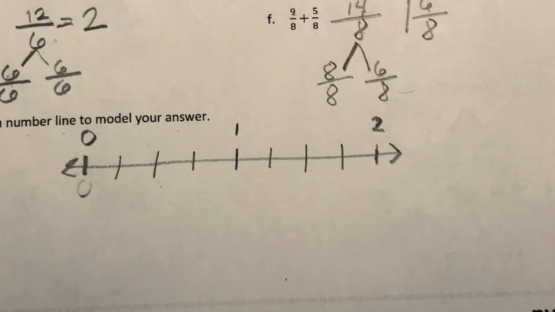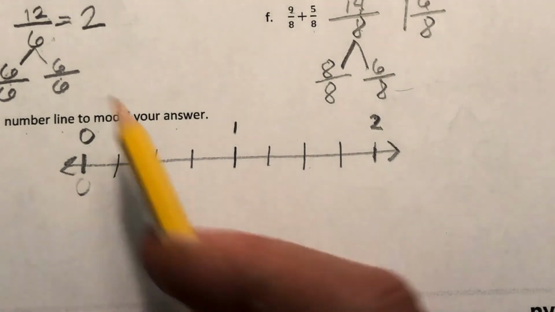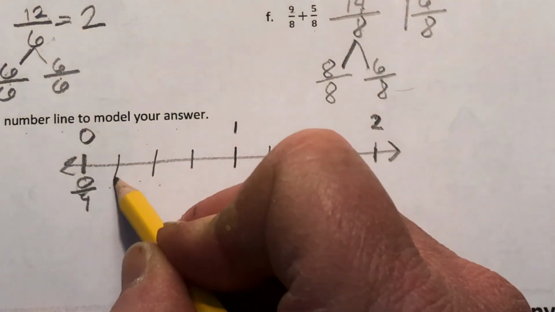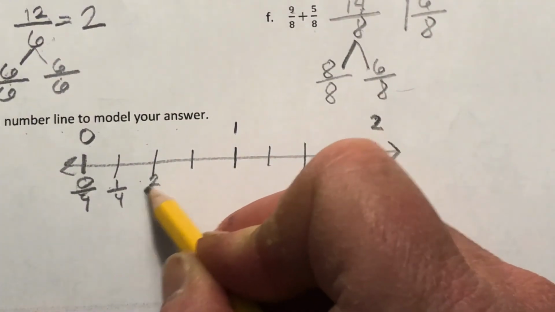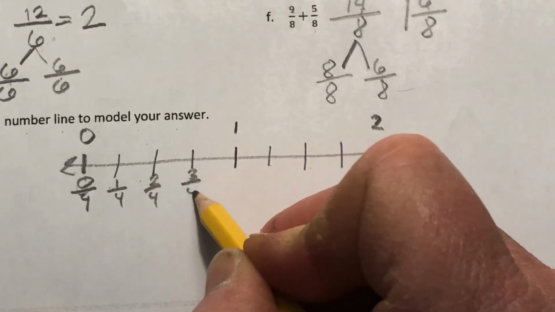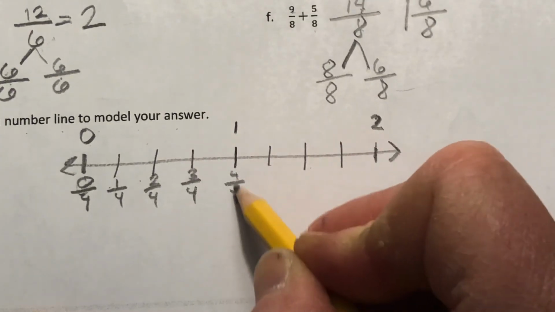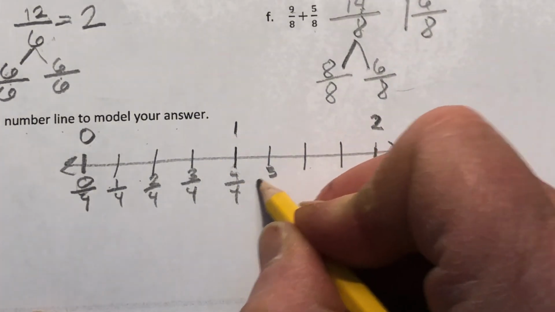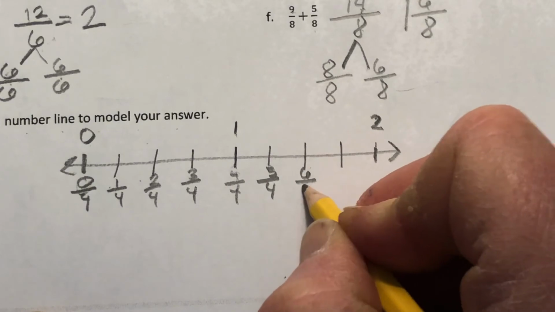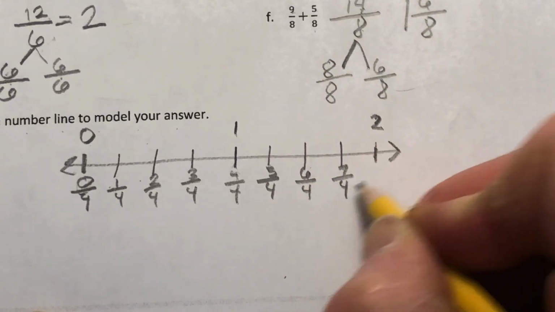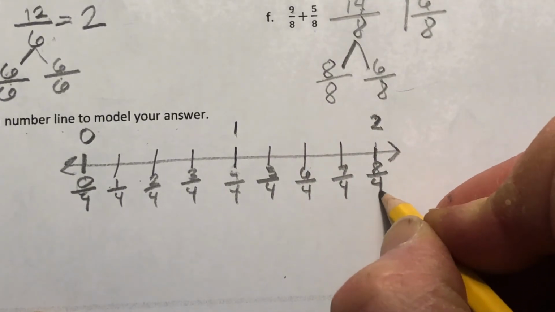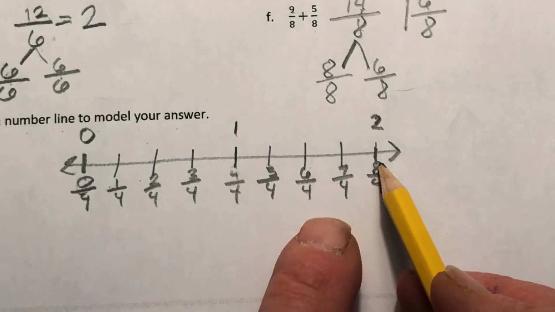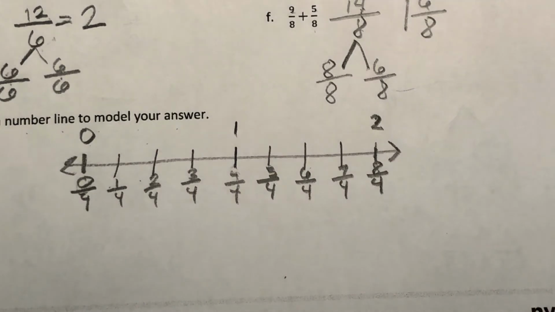So now I can see, all right, so these fourths. So all of these lines need to be fourths. So this is 0 fourths, 1 fourth, 2 fourths, 3 fourths, 4 fourths. Isn't 4 fourths equal to 1, right? And then 5 fourths, 6 fourths, 7 fourths, and 8 fourths, right? Makes sense, right? When the numerator is double the denominator, that's equal to exactly 2.